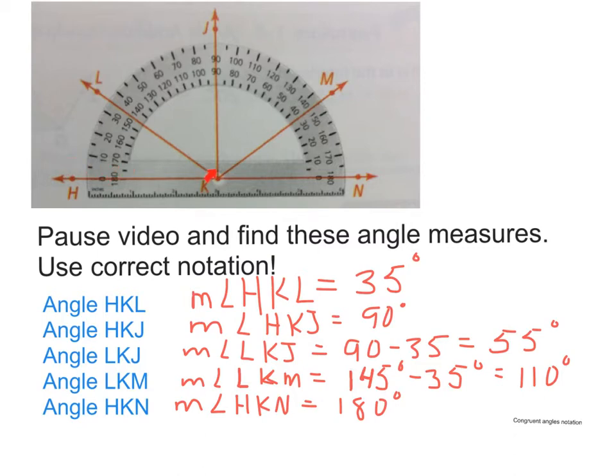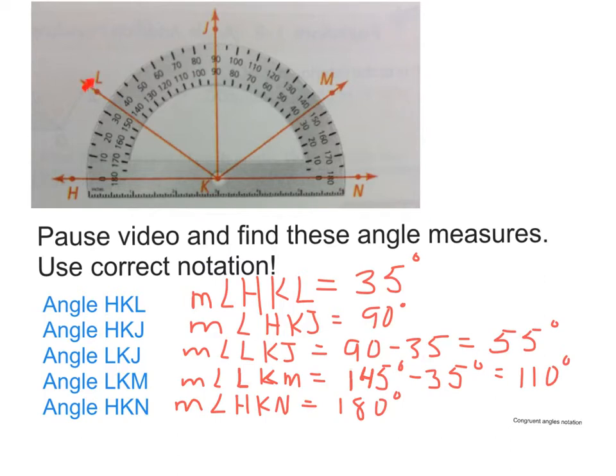HKL is 90 degrees. Now when we look at angle LKJ, LKJ is this angle in here, so really it's the 90 degrees minus 35 degrees. 90 minus 35, which would be 55 degrees.